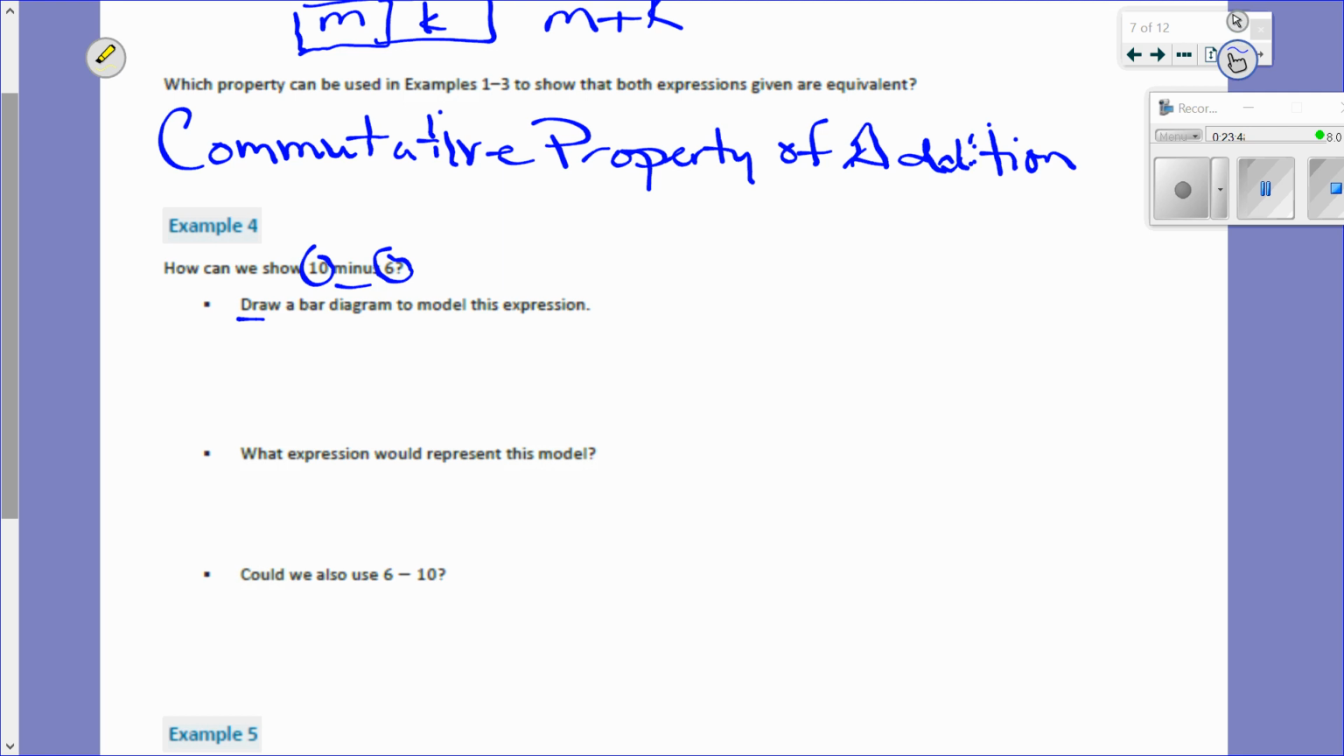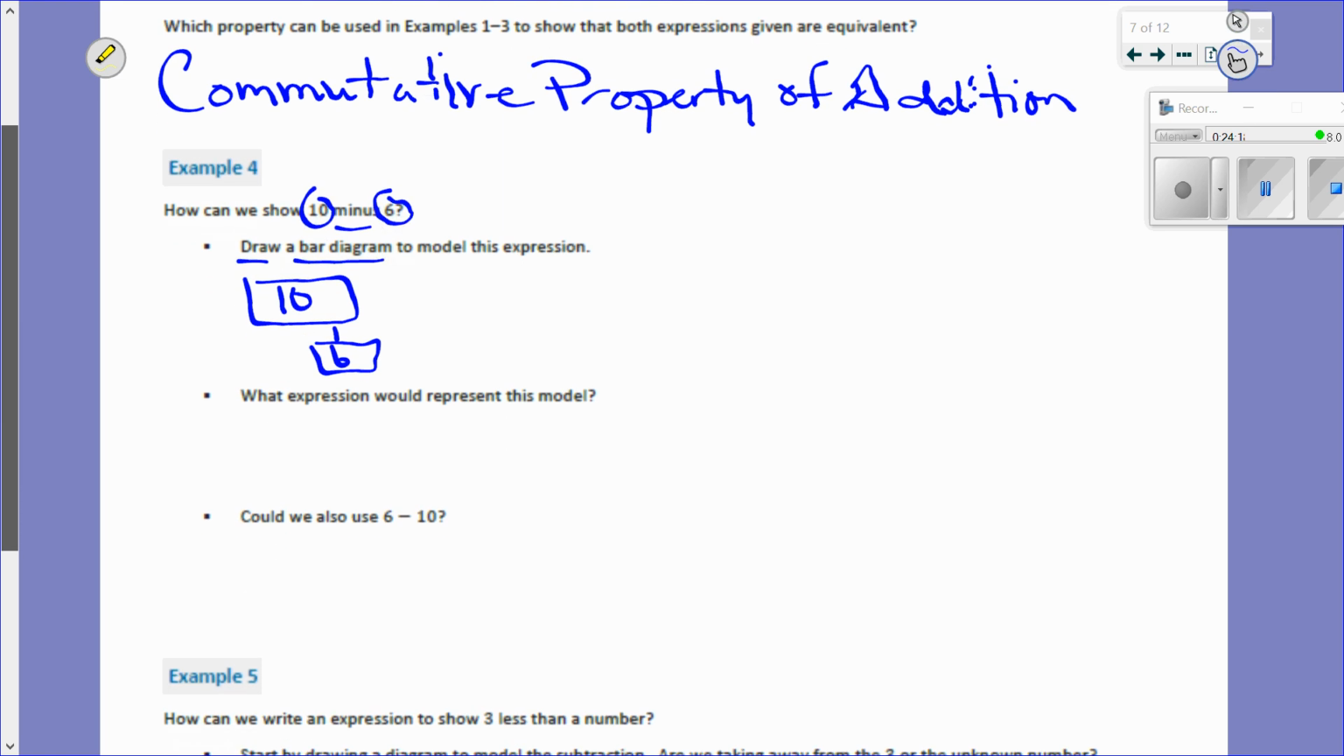Let's draw a bar diagram first. So from the models we've already shown you, what's going to go in my top box? 10. Then what am I going to do? Then put a line down. Then a 6, showing that 6 is being taken from the 10. Does that make sense to everybody? Yes. So what all that model is showing me is I have this number, and I'm taking this piece out of it. So you're taking 6 out? Taking 6 out. Okay. So what expression would represent this model?